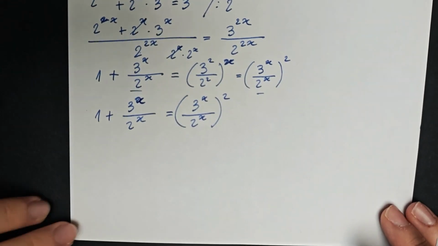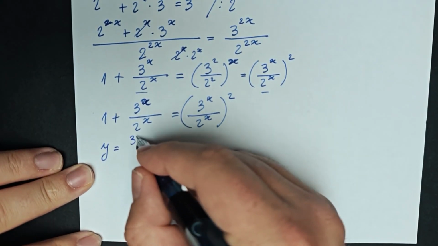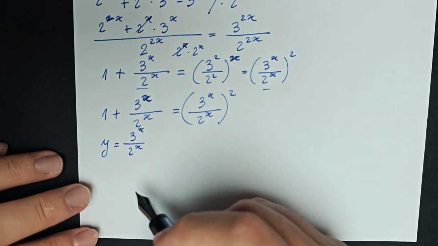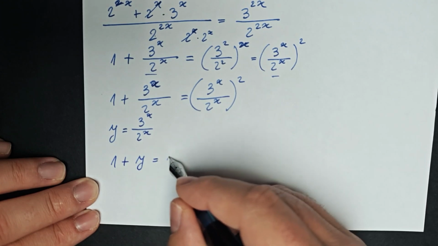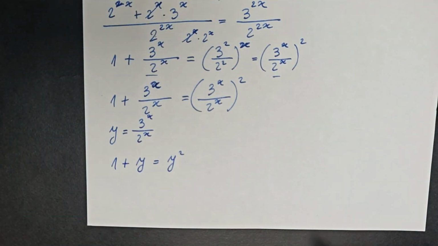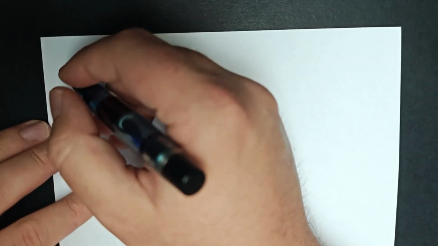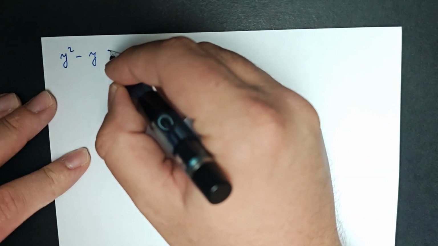Let's introduce a substitution here that some variable y is equal to 3 to the power x divided by 2 to the power x, and then our equation gets simplified into 1 plus y is equal to y squared. Well, this is pretty easy to solve. With this substitution, our equation just gets transformed into a quadratic equation. As you can see, all that is left to do at this point is to solve this quadratic equation which we have.